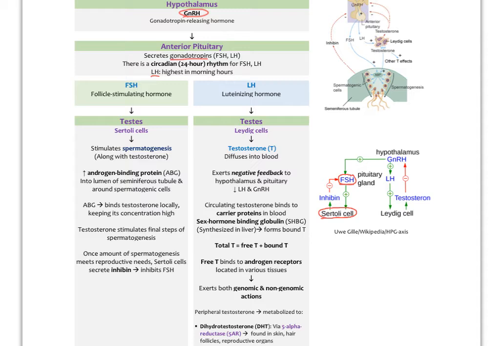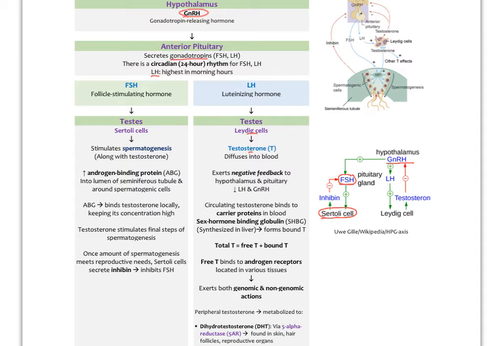LH is going to enter the blood, and it's going to stimulate the Leydig cells to release testosterone. It's going to stimulate the steps of testosterone synthesis in the Leydig cells, and I'll go over that in the second video. Testosterone will then diffuse into the blood, and it will exert a negative feedback on the hypothalamus to inhibit the release of GnRH. So we get less of that, and that turns down the LH secretion. So that's a negative feedback, so too much testosterone is not made.